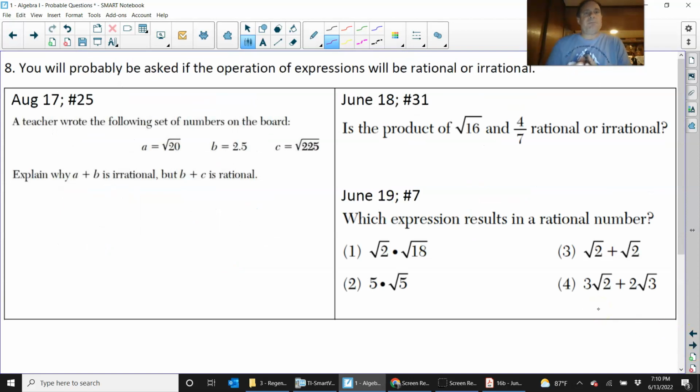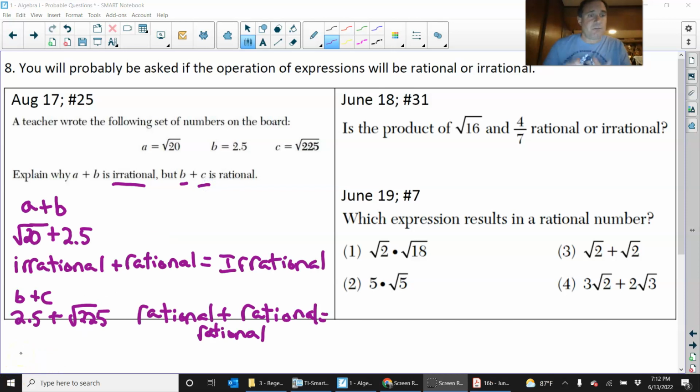Number 8, you'll probably be asked if the operation of expressions will be rational or irrational. If they put this question on there, just grab your calculator and figure it out. So explain why. This is open-ended, so that means you have to write down what is going on here. Explain why A plus B is irrational, but B plus C is rational.